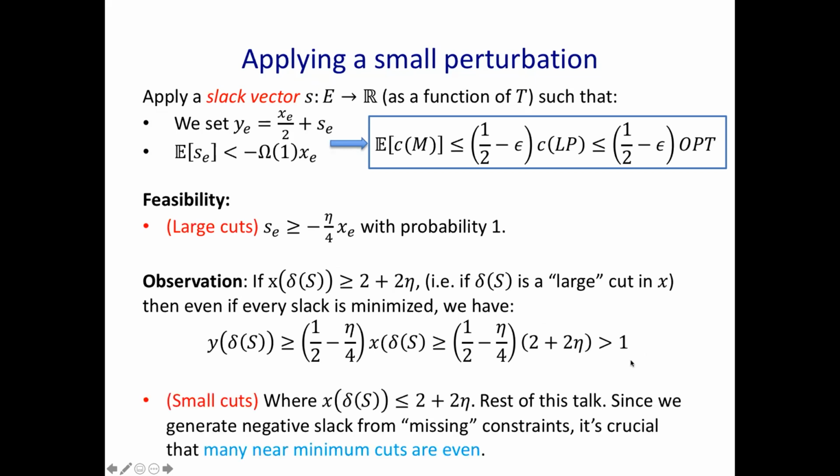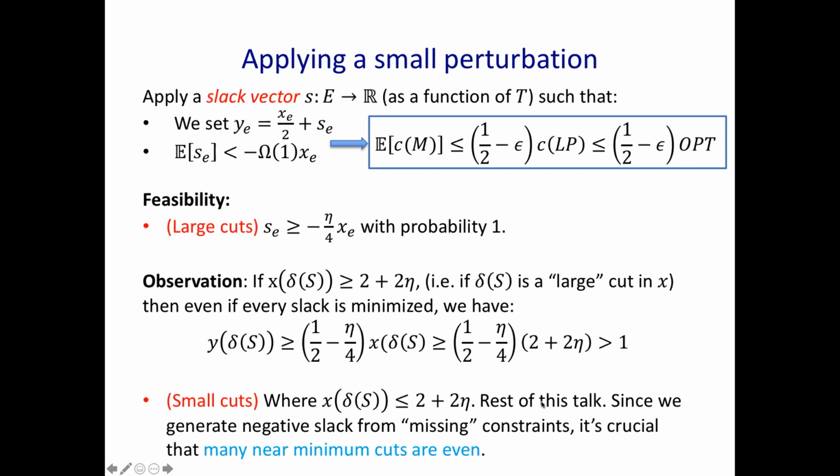So for the rest of the talk, we'll only be concerned with the small cuts, which I'll call the near minimum cuts. And I say near minimum because our LP ensures every cut is at least 2. So basically, we're looking at constraints that are very, very close to being tight. Eta will be very small. You may actually wish to think of it as being 0. And since we generate negative slack from these missing constraints in the matching LP, it's very crucial that many of these constraints corresponding to near minimum cuts are actually missing. If they weren't missing, we couldn't do anything. So this approach only works for distributions that in expectation have many even near minimum cuts.